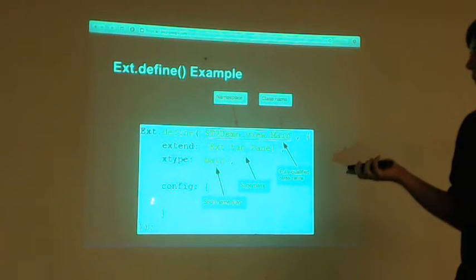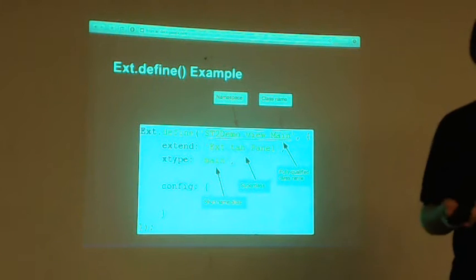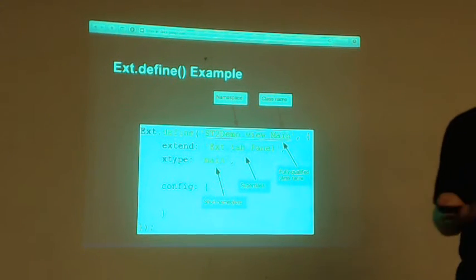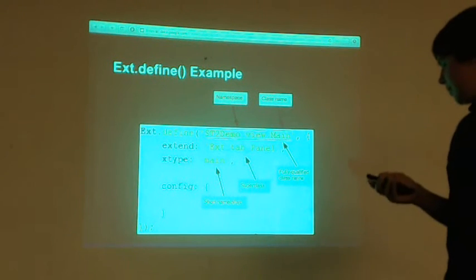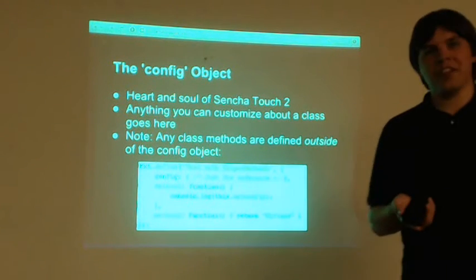And then finally down here we have our magical config object. This, as I will get into, is the heart and soul of Sencha Touch. Along with ext define and config. They are BFFs. Do not ever use them apart from each other. Click. Yes. And here we go, the config object.